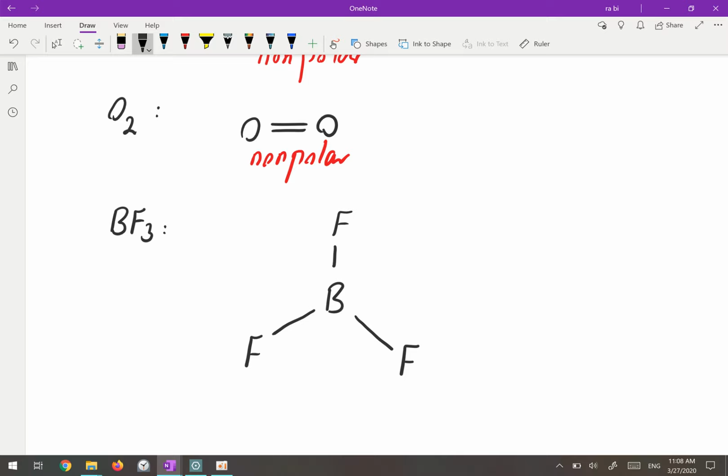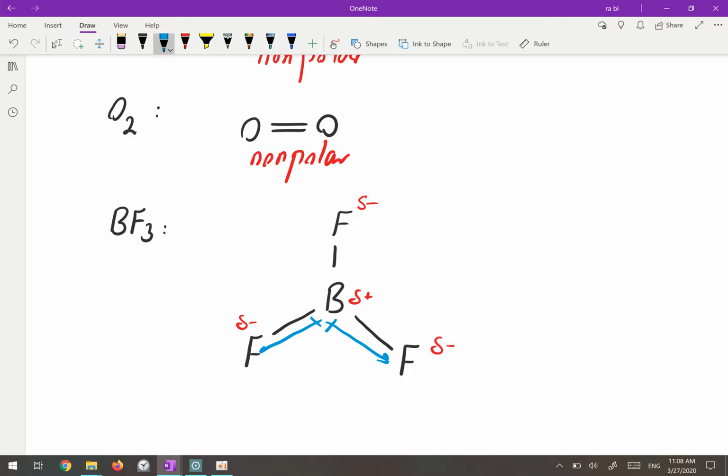Fluorine is more electronegative than boron. So we have a partially negative charge on fluorine and a partially positive charge on boron. You have the same situation between the boron and the rest of the fluorines. So you will have three dipole moments here. One is in this direction, the other one in this direction, the other one in this direction.